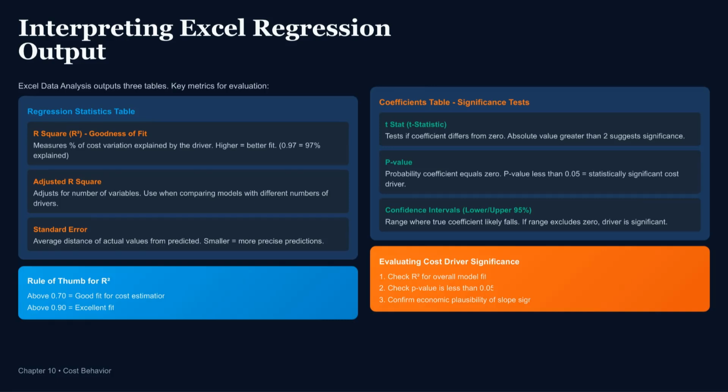Consider other drivers. 3. Significance of independent variable: statistical tests determine if the relationship is real or due to chance. T-statistic, absolute value greater than 2 suggests significance. P-value less than 0.05 means statistically significant. Confidence interval: if the 95% interval excludes 0, the driver is significant.